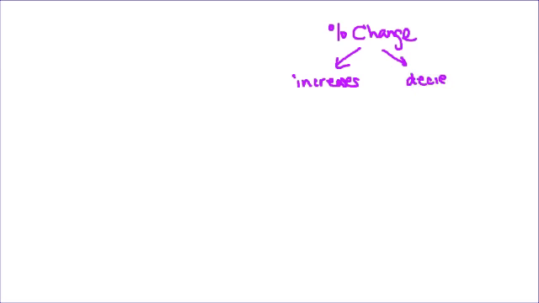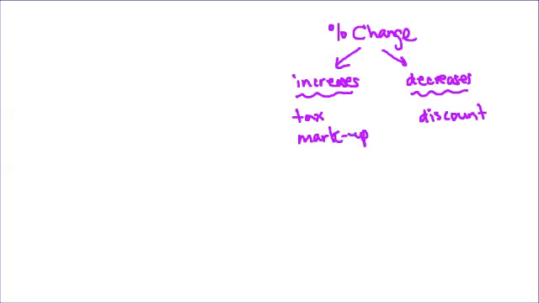And if you think back to the different types of work we've done in this unit, you'll see that some of these things classify as increases and some of them classify as decreases. So for instance, discount is a decrease. It decreases the price of an item. Tax, on the other hand, is an increase, right? It increases the cost that you pay as the customer. Markup is another increase. That's what we use when we determine the retail price of an item.